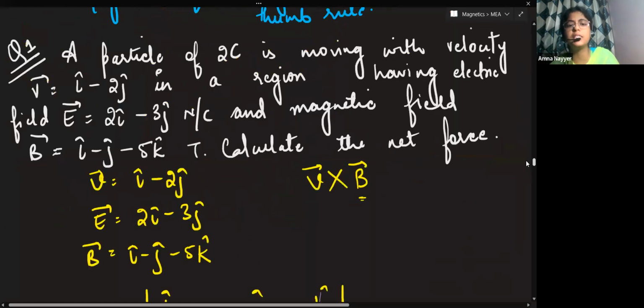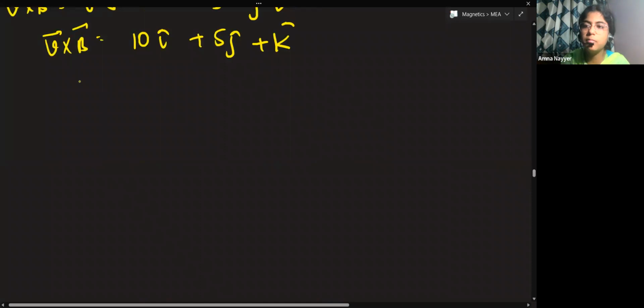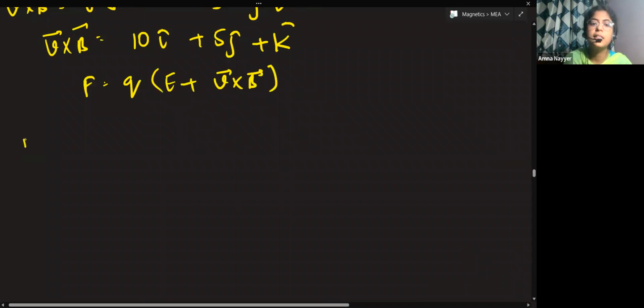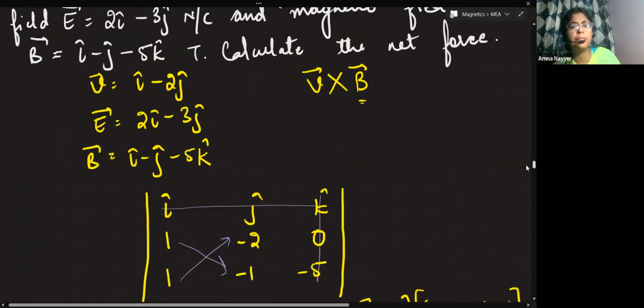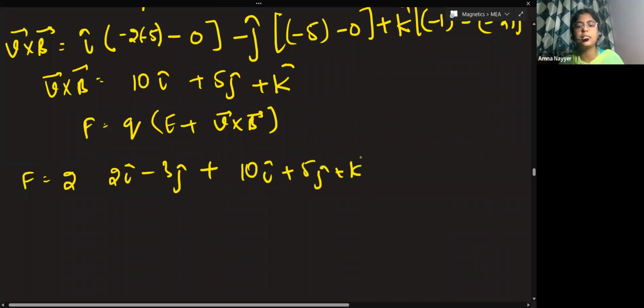So V cross B, if you have it, now the question is easy. You just have to, what was the formula? Q times E plus V cross B. So charge was 2 coulomb. Electric field was also given in Cartesian form: 2 I cap minus 3 j cap, plus V cross B. What is V cross B? V cross B is 10 I cap plus 5 j cap plus k cap.